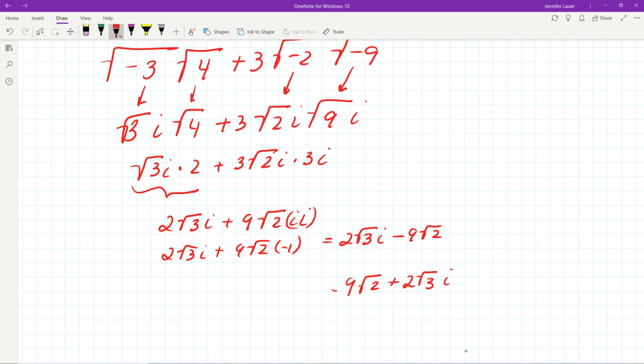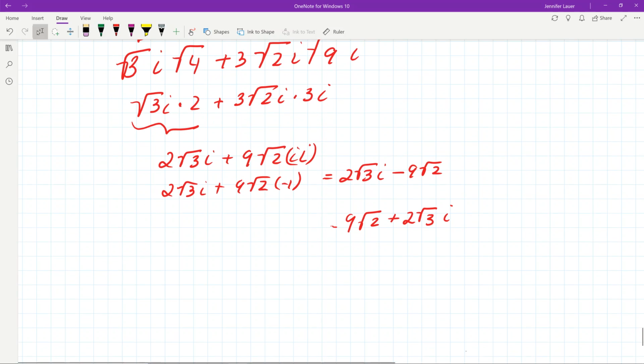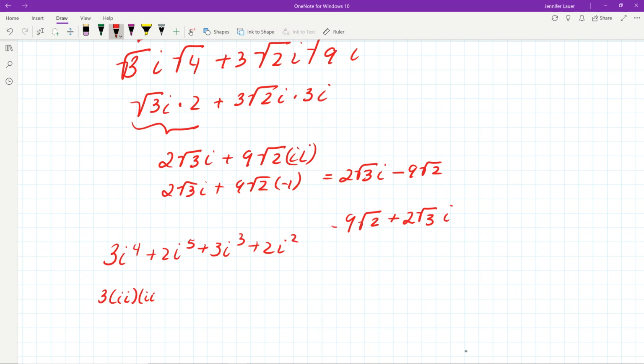equation. All right, let's try another one. Okay, so the first thing I like to do is just group my i's together. You could probably do this in your head, but this way people really understand where I'm coming up with the numbers I'm coming up with, whether they're positive or negative.